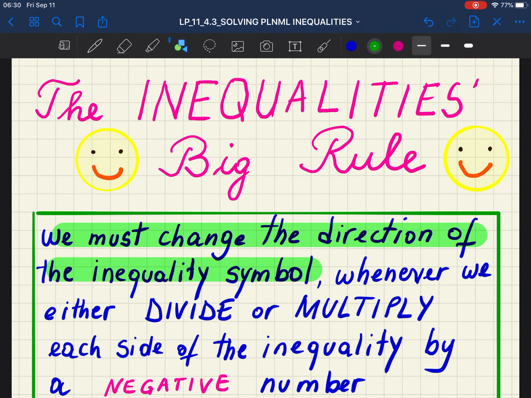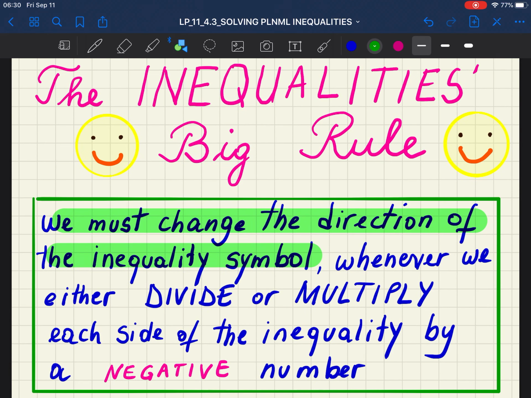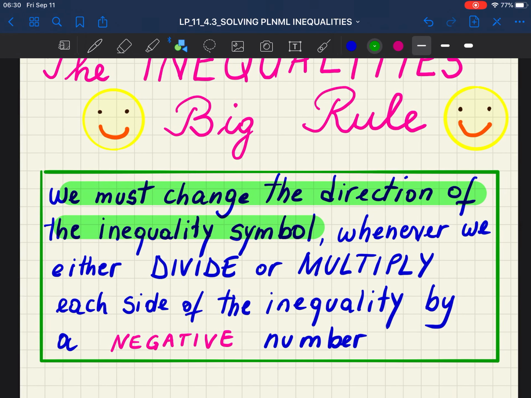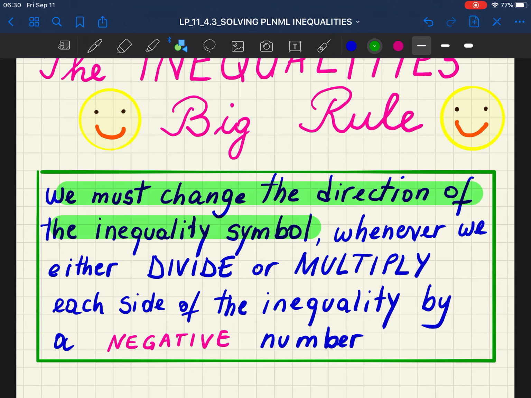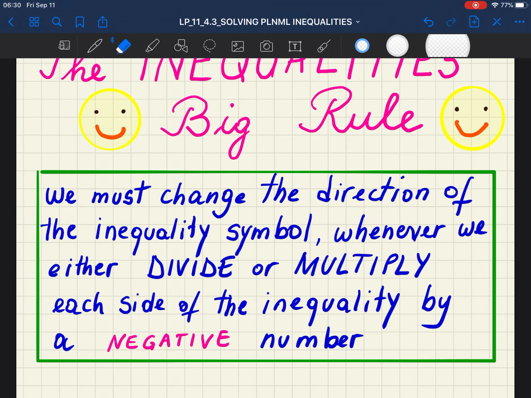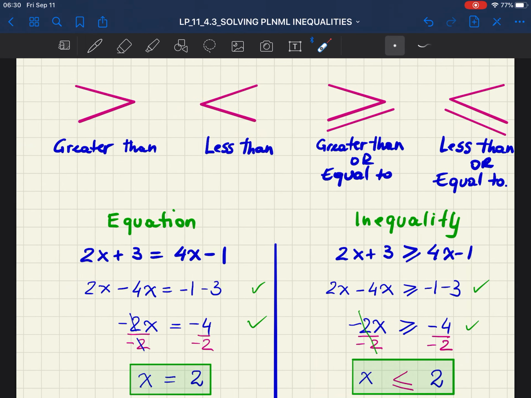I call this the inequalities big rule. This is not a formal name, by the way, but it's a sort of dramatic name that I have used to make people memorize it. So this is how it goes. We must change the direction of the inequality symbol whenever we either divide or multiply each side of the inequality by a negative number. And that's what we just did here. We changed the direction of the inequality when we divided by a negative number.